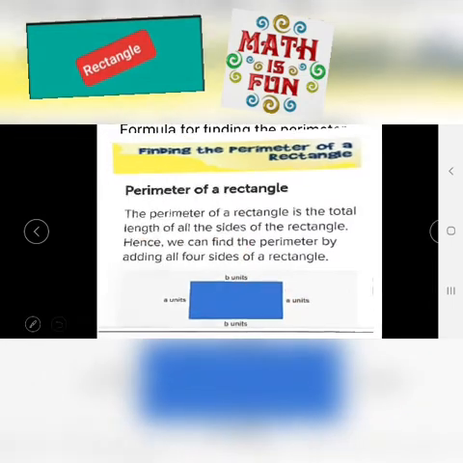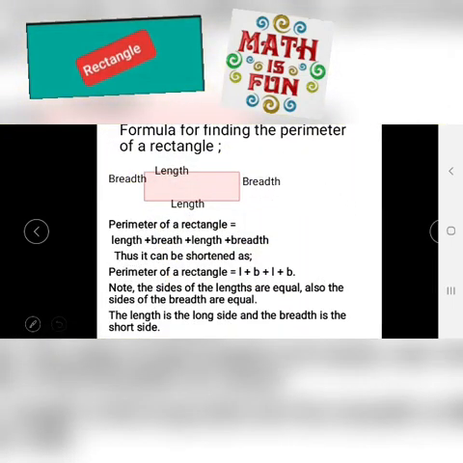So do not forget. Okay, now let's look at more on the formula for finding the perimeter of a rectangle. Just like I said earlier, we have the length, the length, the breadth, the breadth. Whatever you have for the length goes with the second length, and whatever you have for the breadth goes with the second breadth. Hence, your formula says what? The total length of the sides. So you're adding up all the sides together to get your perimeter.